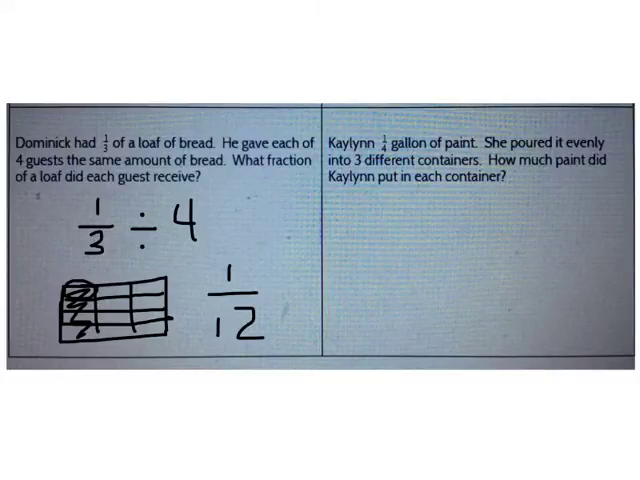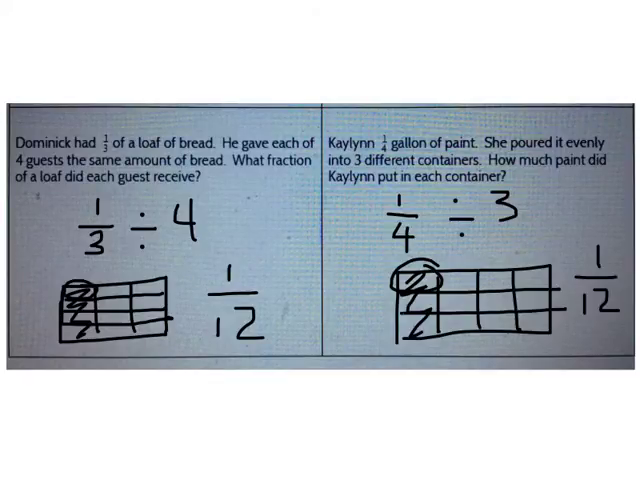Let's do the last problem. Kaylin had 1/4 gallon of paint. She poured it evenly into 3 different containers. How much paint did Kaylin put in each container? Go ahead and solve that problem now. She put 1/12 gallon in each container. She split 1/4 gallon of paint into 3 groups, which makes 1/12.